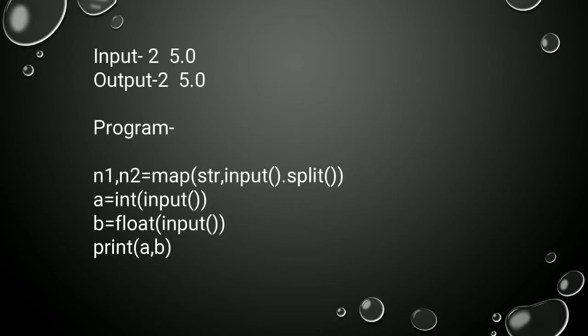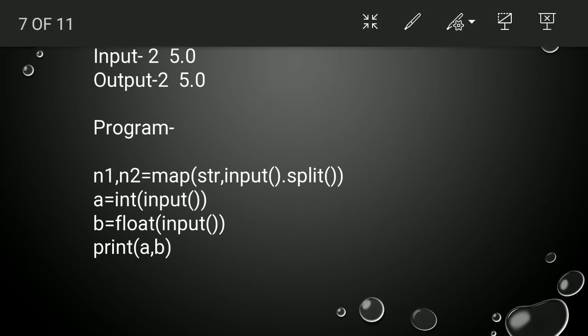The next question: we are taking the two variables 2 and 5.0. One is in integer format and the other is in float format. How will we take it? Because we have to take them space separated, the map function will be used. But here both are different, one is an integer and the other is a float. Whenever that case occurs, you have to use the str function to take both.